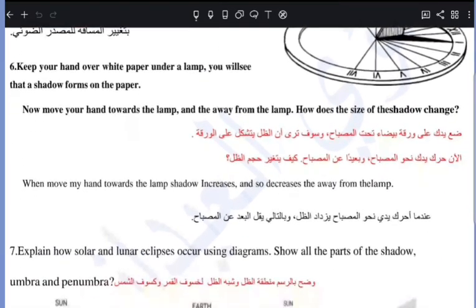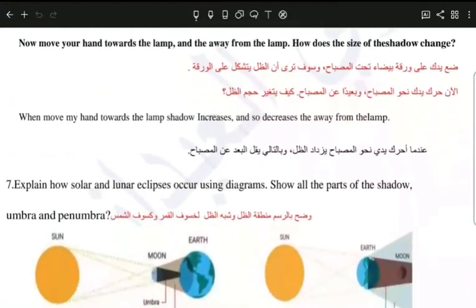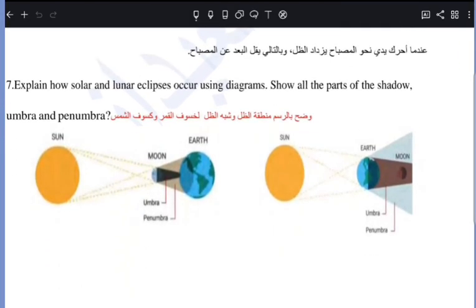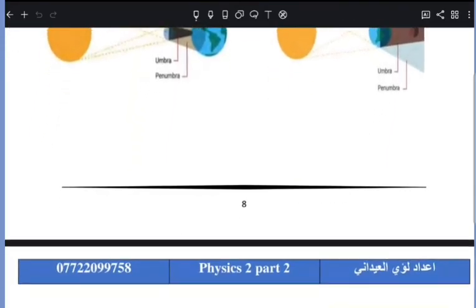Keep your hand over the white paper under a lamp, and you will see the shadow form on the paper. Now move your hand toward the lamp and away from the lamp. How does the size of the shadow change? When I move my hand towards the lamp, the shadow size increases, but when I move it away, it decreases. Excellent. Now I will explain the solution in another lecture.